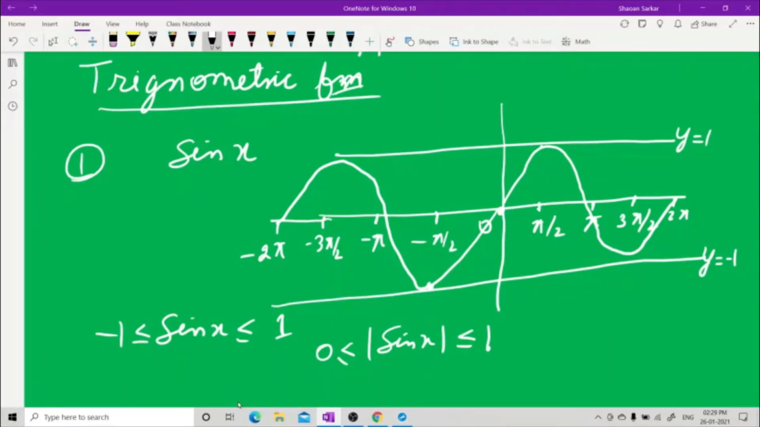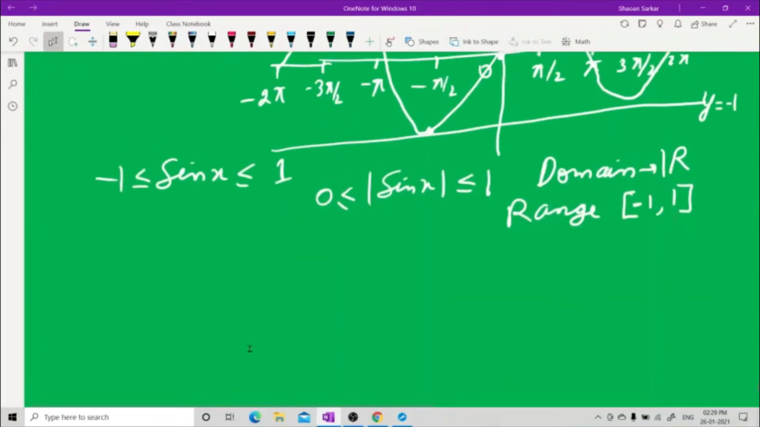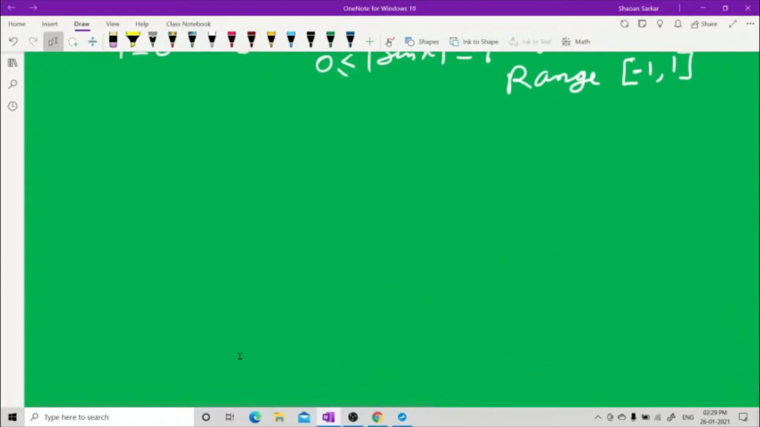Now the domain of this function is the complete R, the complete real line, but the range lies between the closed interval minus 1 and plus 1. Every value between plus 1 and minus 1. This is the range. The next is the cos function.